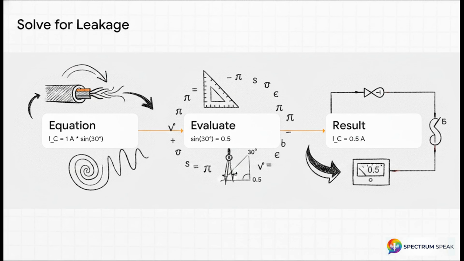Let's pull out our formula for the destructive circular current. Step 1. We write the equation out. I sub C equals our total current, which is 1 amp, multiplied by the sine of our 30-degree pitch angle. Step 2. We evaluate the angle. As we know, the sine of 30 degrees is exactly 0.5. So we plug that in. Finally, step 3, we solve for the leakage. 1 amp times 0.5 leaves us with exactly 0.5 amps for I sub C.